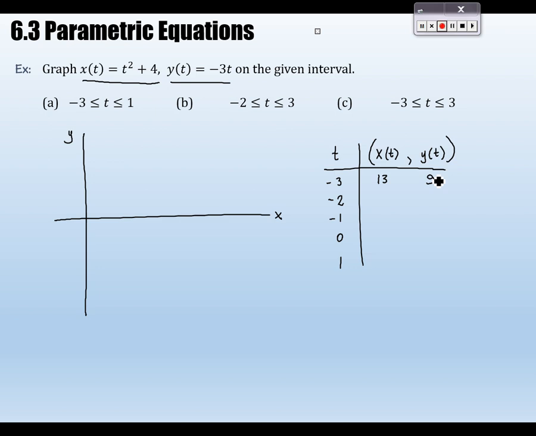But let's get another one too. -2. If you plug that in, you get 8, comma 6. Okay, and just keep going down that chart and fill those out. Plug in -1 to both equations and tell me what x and what y you get, etc. Keep going.